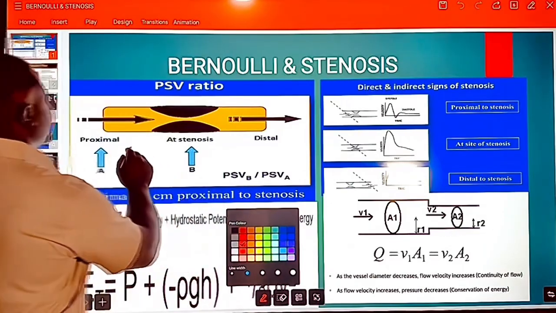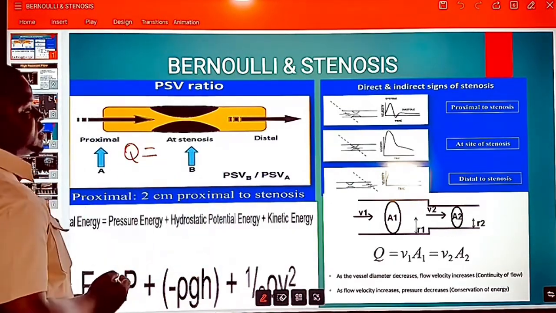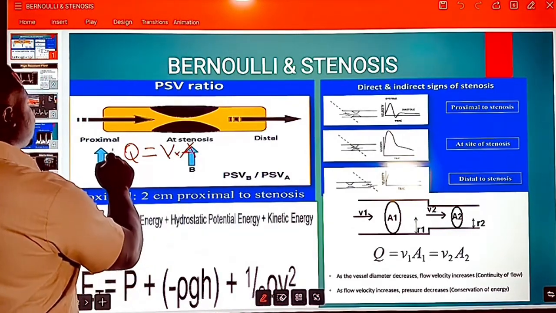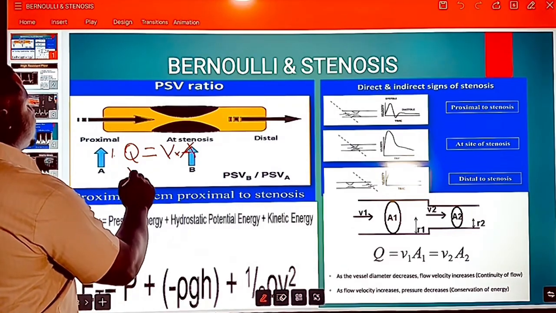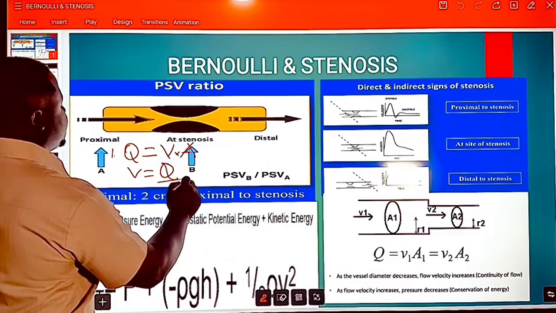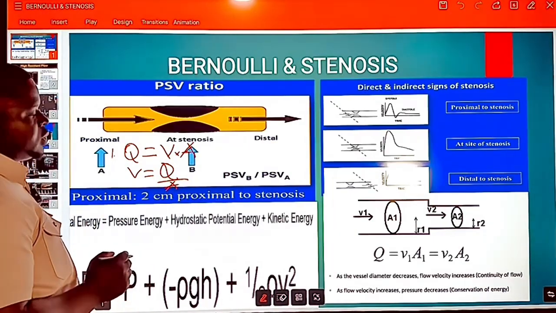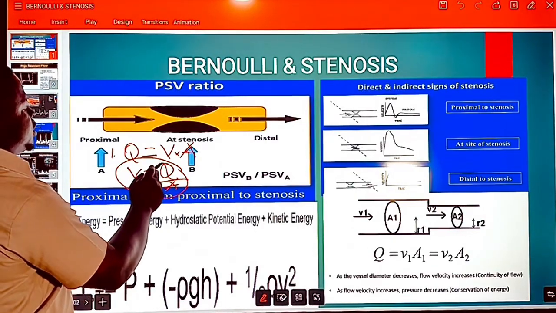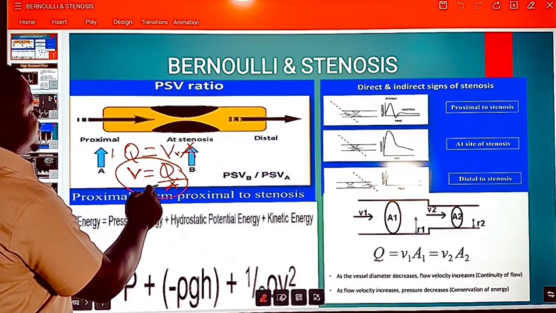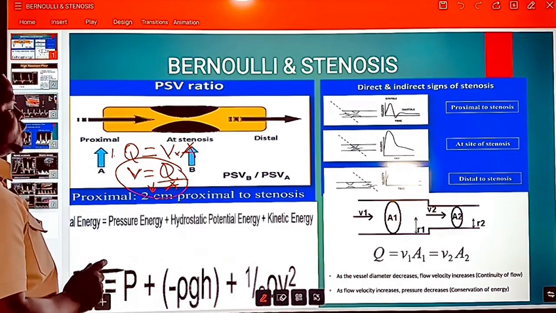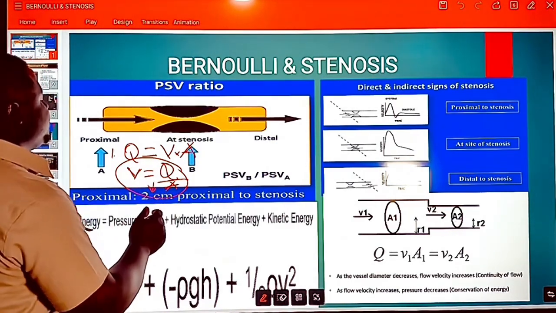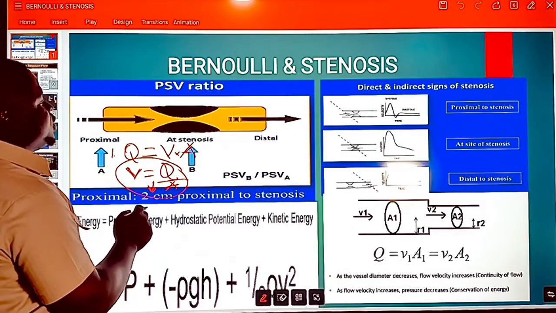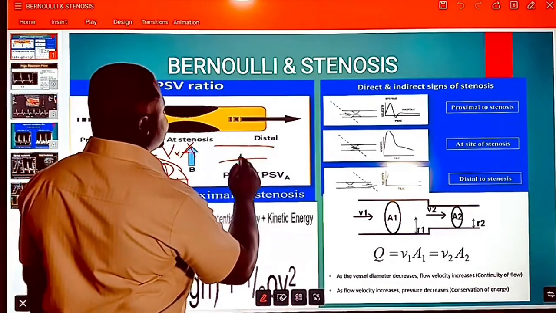So let's see. Flow is directly proportional to velocity times the area. That is Q = V × A. So velocity is equal to the flow over the cross-sectional area. What this expression means is that if the flow is constant, velocity is going to increase, but the area is going to what? Decrease. That is what we are seeing here. A decrease in area results in what? An increase in velocity.